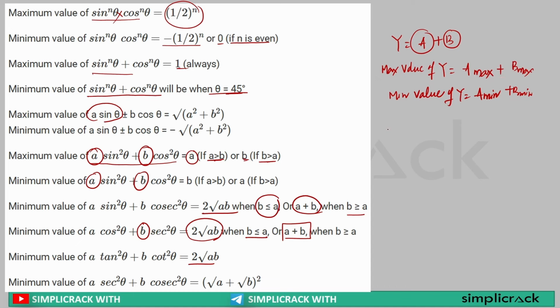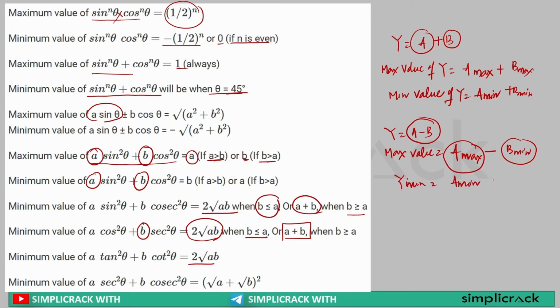Why? In case of minus, remember this, maximum value is equal to A's maximum value minus B's minimum value, because it is talking about the difference. So the larger the difference, greater the value. So maximum value means A's maximum value and B's minimum value. In case of minimum, it will be A's minimum value minus B's maximum value, so that the gap is reduced.